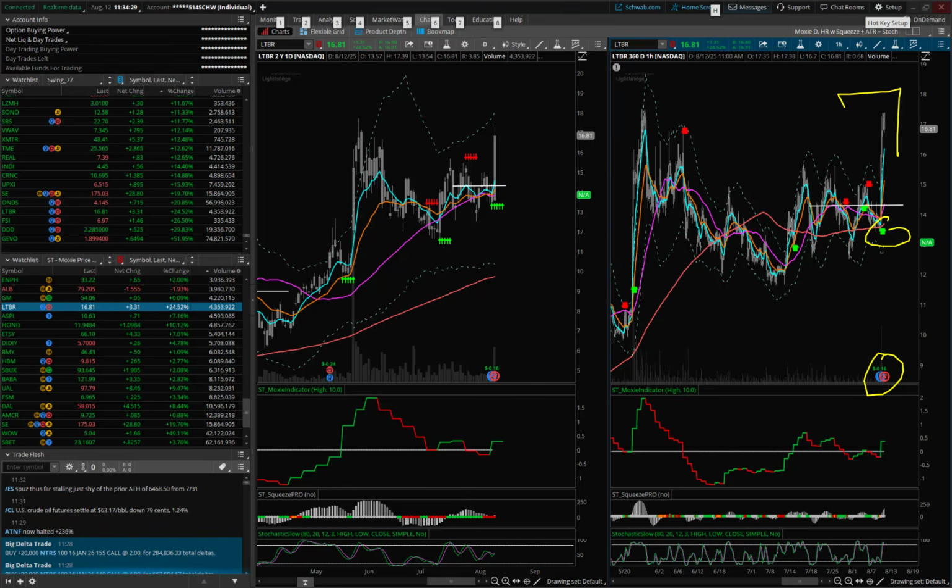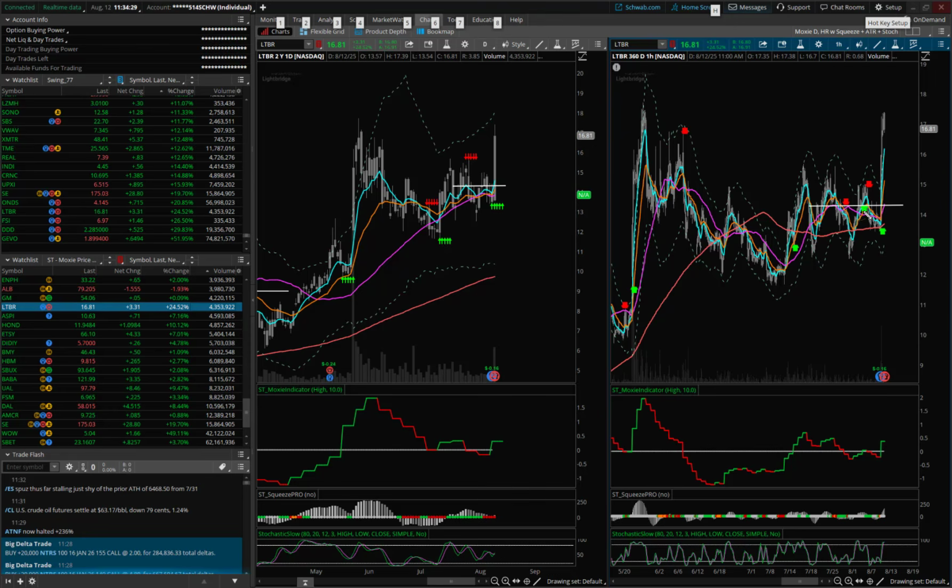That is the whole point of a scanner, is to simply bring ideas, hopefully timely ideas, to your attention. It does not mean that every single stock on here is good or tradable. It's just to bring ideas to you so that you won't miss things. Now, I have multiple scanners.